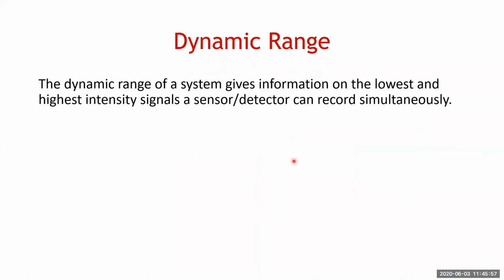So dynamic range is everywhere. A lot of different fields use it: sound, light. There were a lot of definitions of what dynamic range was, but the simplest one that I could find was that the dynamic range of a system provides information on the lowest and highest intensity signals that a detector or sensor can record simultaneously. So it's just a range of the lowest and highest and everything in between.